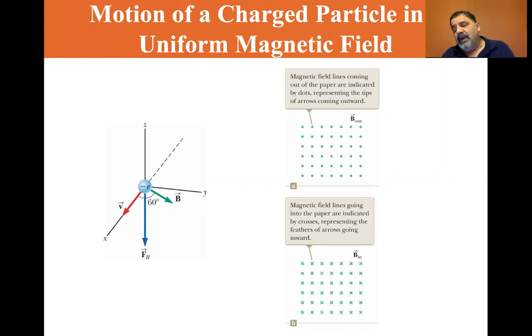Now we might end up using the same convention for a velocity vector. In other words, just in general, if you see a point, it's coming out of the paper. If you see the cross, it's the fletching of an arrow going into the paper. So those are the conventions we'll use.